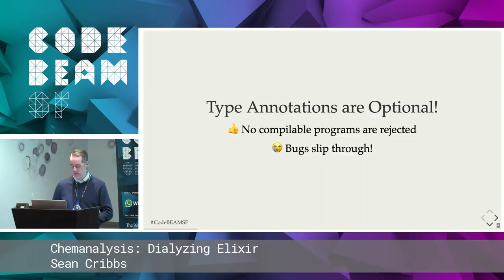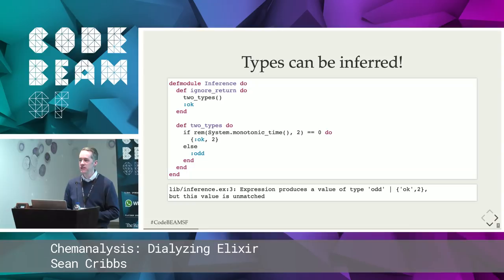Luckily, you don't have to be super religious about annotating all of your code. Types can also be inferred by Dialyzer. In this example, I've written a small Elixir module called Inference. When Dialyzer analyzed this module, it determined that the function toTypes returns values with two different shapes. But the function ignoreReturn doesn't care about the result of that function, so it doesn't capture that result in a variable or pattern match on it in a case expression. All of this was determined without any annotations on the code.